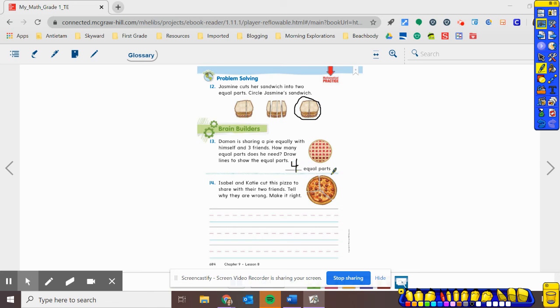Now, do you remember the trick I taught you about four equal parts? We can do it with our circle. So I start at the top. I draw my line straight down the middle as best as you can. Mine's not very straight. Do you remember where the other line goes? The other line goes straight down the center from side to side. And there are our four equal parts of pie that Damon can now share with his three friends.